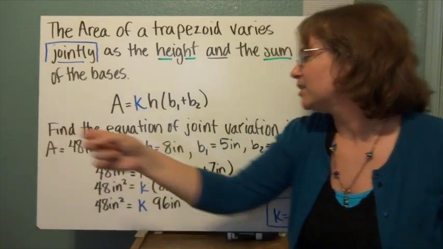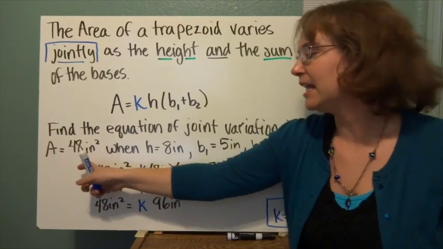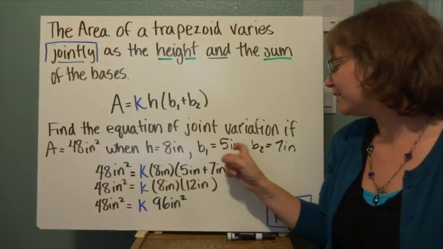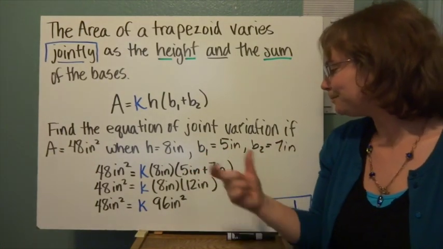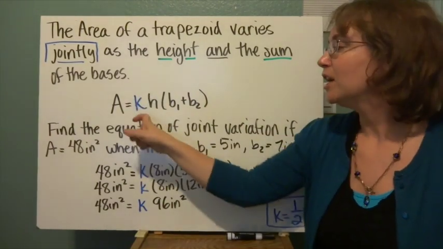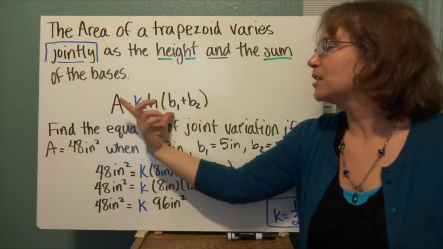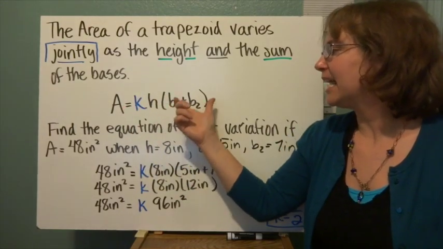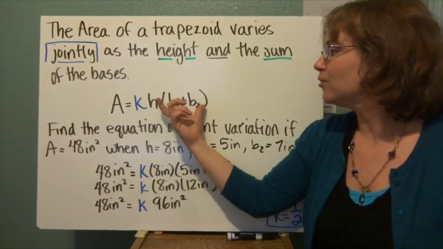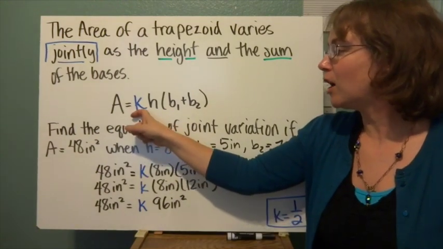So the question asks us to find the equation of joint variation if the area is equal to 48 inches squared, when h equals 8 inches, my height, and my base 1 is 5 inches, my base 2 is 7 inches. So using this information, I should be able to come up with an equation. Now the only thing I'm really missing in this equation is this constant. This constant's going to make this work every time. So given a height and 2 different bases, I can always find the area. Conversely, if I know the area and I know the sum of the bases, I can find the height as long as I know k. So that's my job, my goal.